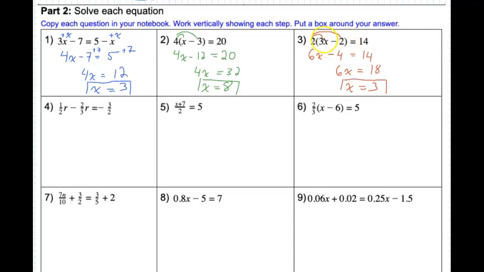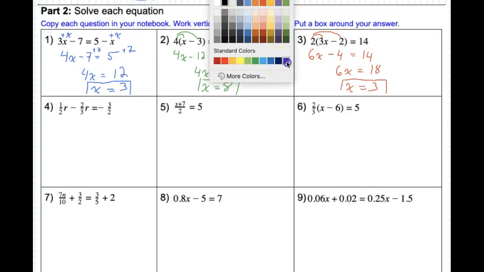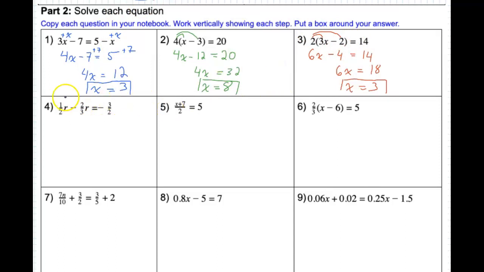So 3 times 3 is 9. 9 minus 2 is 7. What's 2 times 7? 14. Yep, it worked. Yuck, now we're into fractions. I don't like fractions. You guys know that.